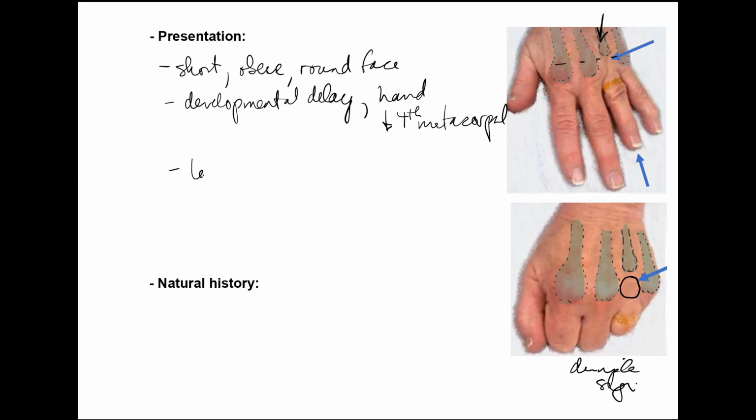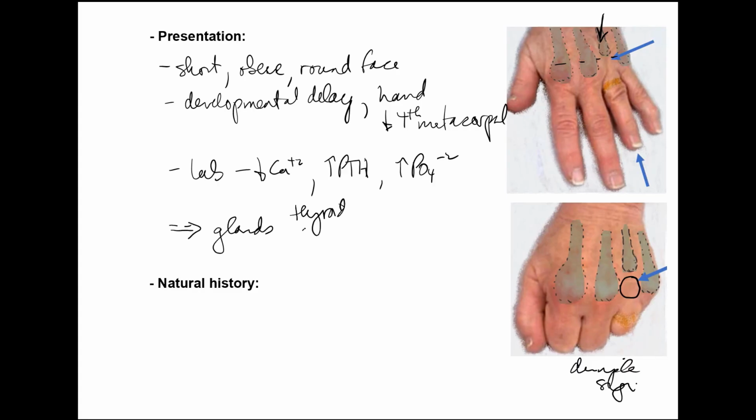In lab testing, there is a hypocalcemia, increase in PTH, and an increase in phosphorus. Other glands are commonly affected in this: the thyroid, with poor response to the TSH, the gonads, with decreased response to FSH and LH, and the pituitary, in which there's a decreased response to gonadotropin-releasing hormone.